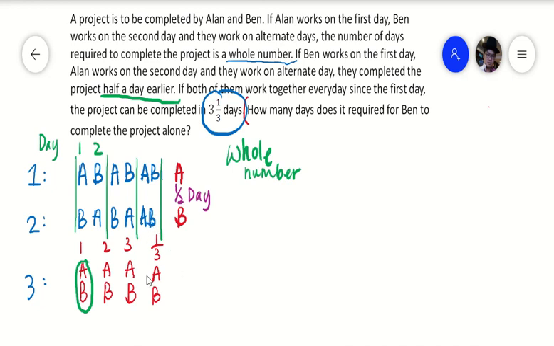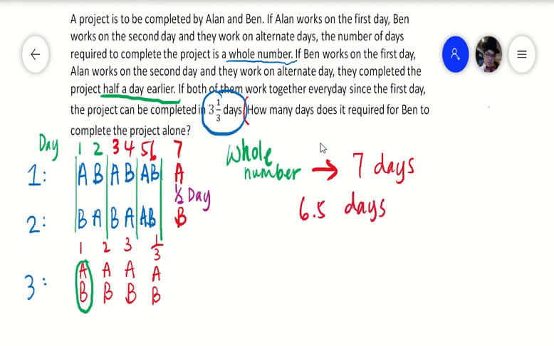And the last one will be A completing the project for situation 1, and B completing the project for situation 2, using half a day. Okay, now from here we have a conclusion. How many days does it require for situation 1? Okay, it requires 7 days. 1, 2, 3, 4, 5, 6, 7 days. So 7 days to complete the project for situation 1. And of course, for situation 2, it will be 6.5 days.